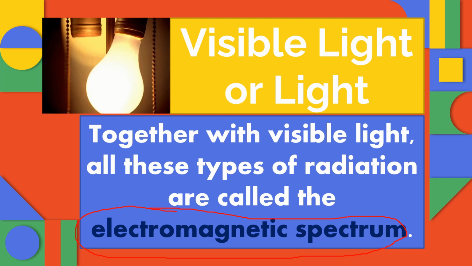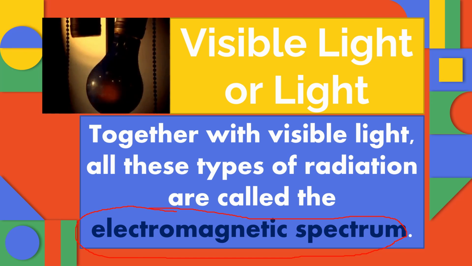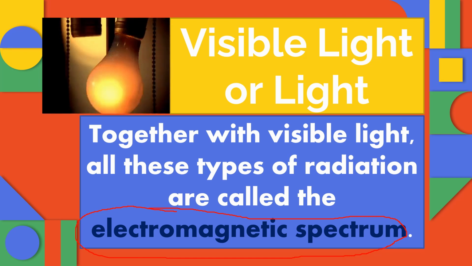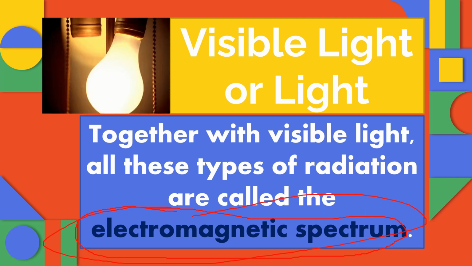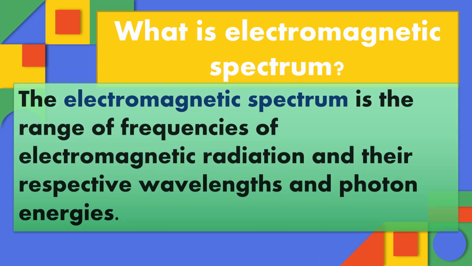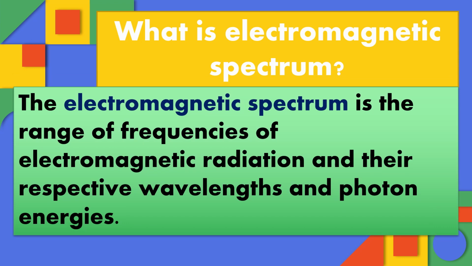So, pag pinagsama-sama mo yung visible light, radio waves, microwaves, X-rays, gamma rays, and infrared, they are called the electromagnetic spectrum. Ano ngayon yung electromagnetic spectrum? The electromagnetic spectrum is the range of frequencies of electromagnetic radiation and their respective wavelengths and photon energies. So, ang electromagnetic spectrum, binubuo siya ng iba't ibang frequencies, wavelengths, and energies ng mga electromagnetic radiation.